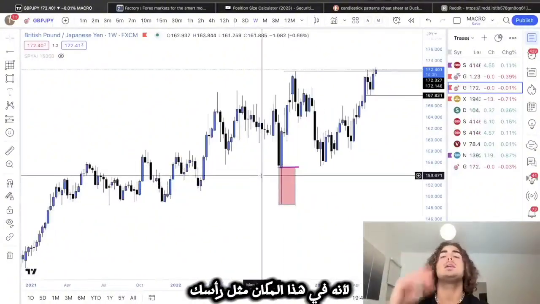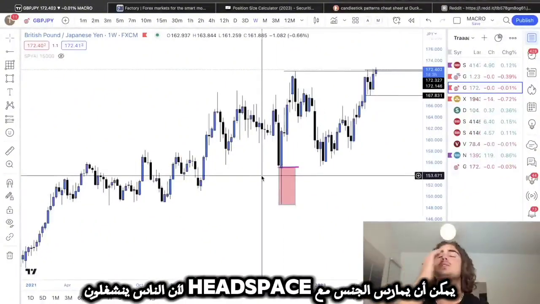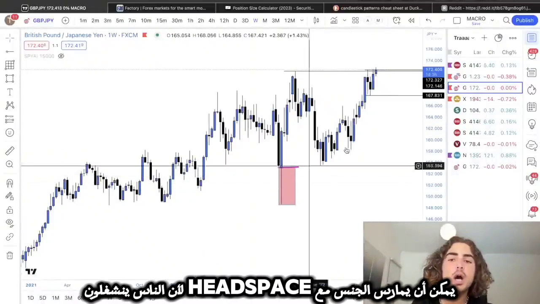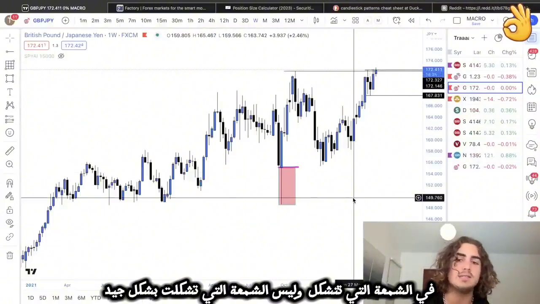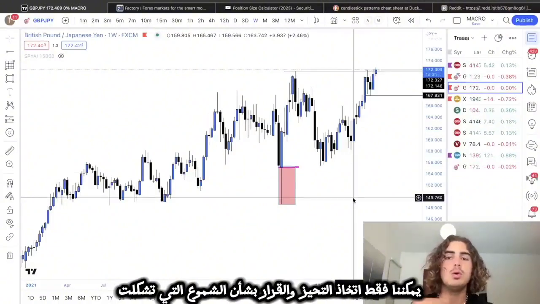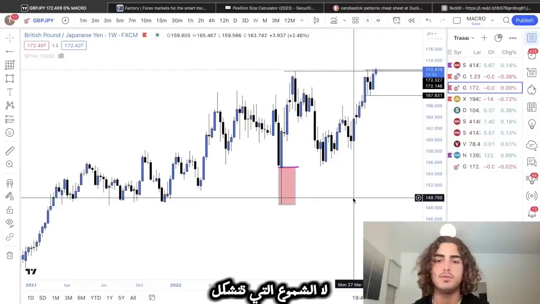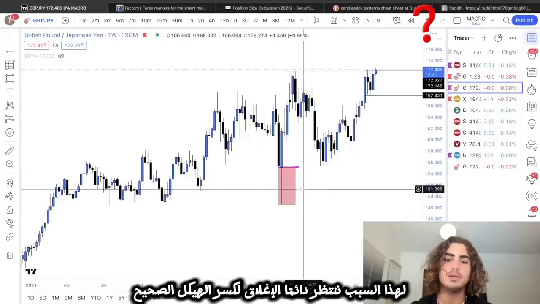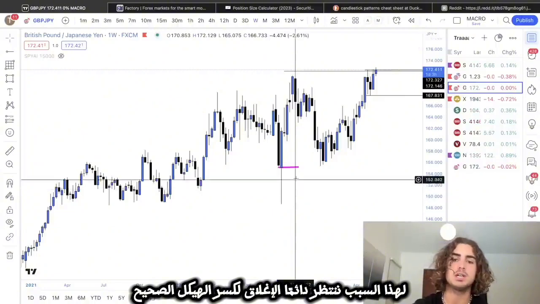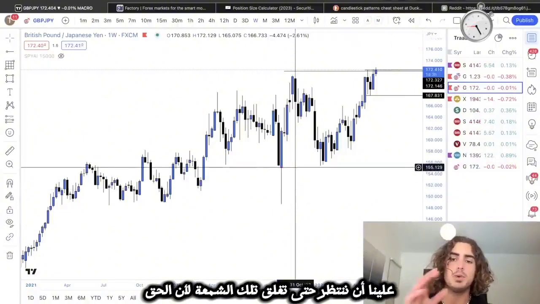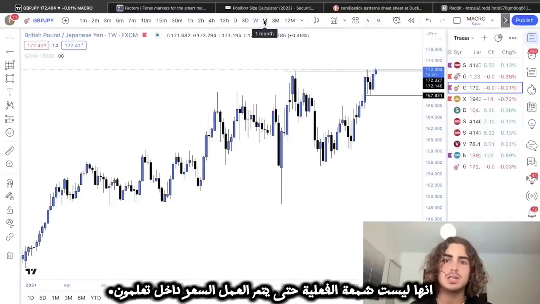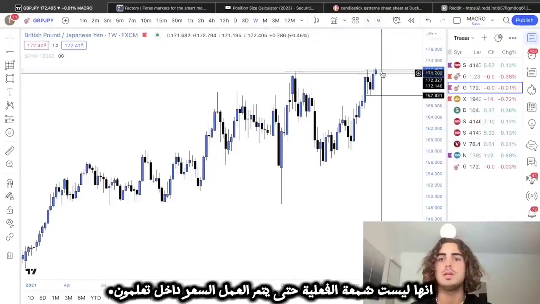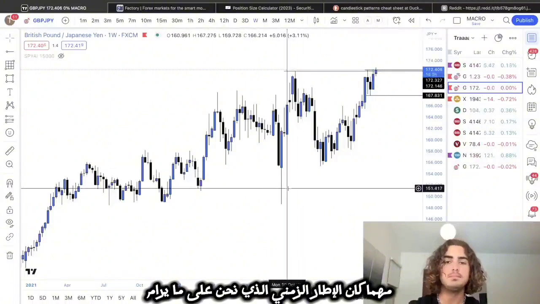Because, and this is where your headspace can get messed up, people get so caught up in the candle that's forming and not the candle that has formed. Okay? We can only make bias and decisions on candles that have formed, not candles that are forming. That's why we always wait for a close for a break of structure, right? We have to wait for that candlestick to close because it's not an actual candle until price action is done within whatever time frame we're on.